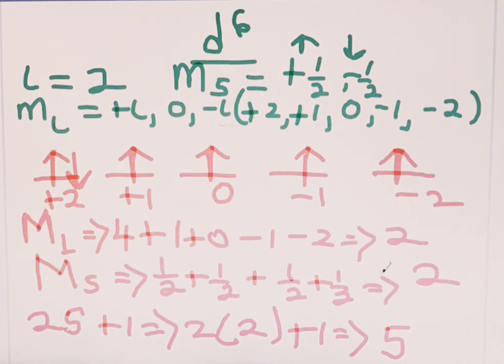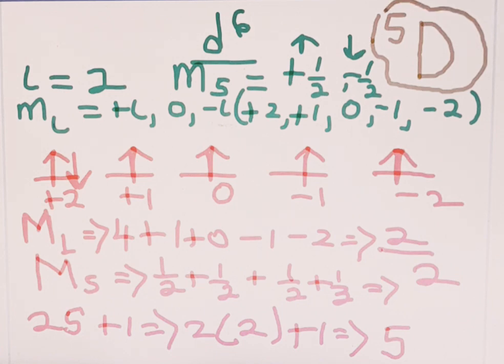According to the previous video, we know that if the total orbital magnetic quantum number is 2, then the term is a D term. So it's a D term. And since we have the spin multiplicity to be 5, we indicate the spin multiplicity here. So the ground state term for a D6 atomic orbital is 5D.